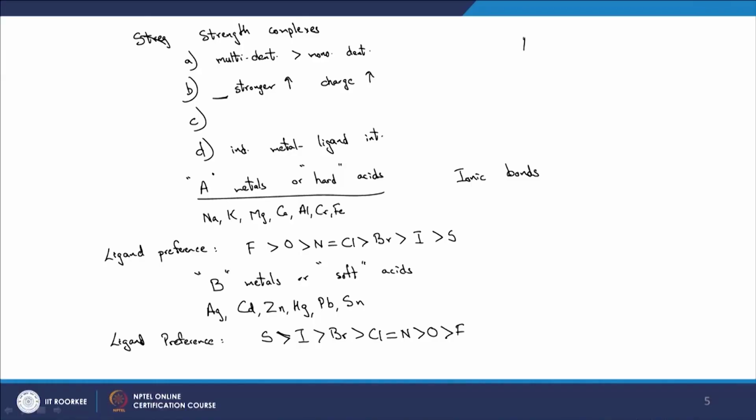So in general, what are the aspects? The strength of the complex depends upon, as in, multidentate is greater than monodentate. That is something we just talked about. If the charge on either the metal or ligand is greater than 1, the higher the charge, the greater the strength of the complex. Then we also talked about the hydrated ionic radius, which we need to consider. And then we talked about the ligand preference for A metals and B metals. So now let us go on to looking at equilibrium models.